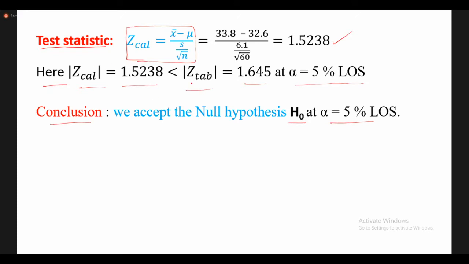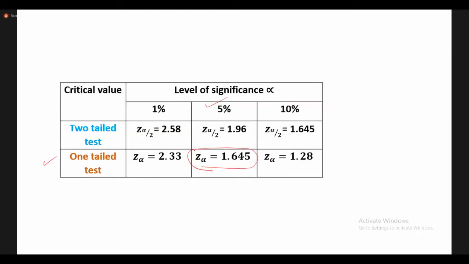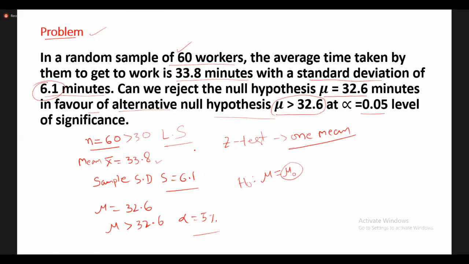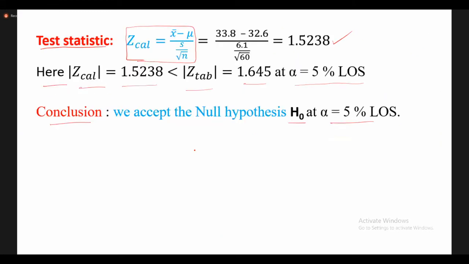Do you remember when we accept the null hypothesis? When mod Z calculated is less than mod Z tabular value at alpha % level of significance, then only you can accept the null hypothesis. Is that clear? This is how to test the given hypothesis. Is that clear?